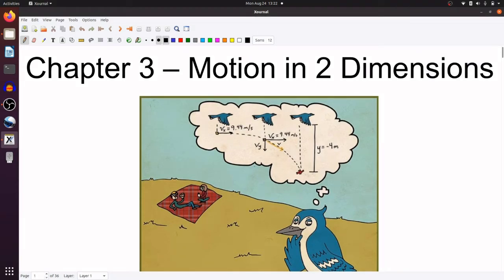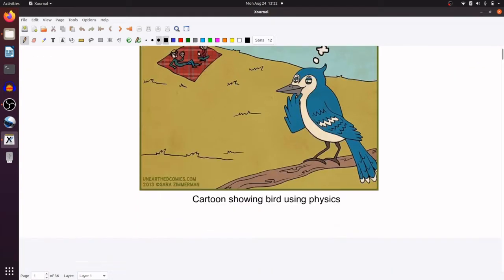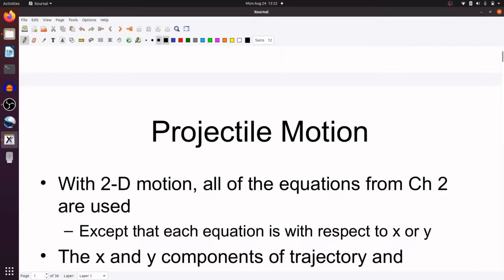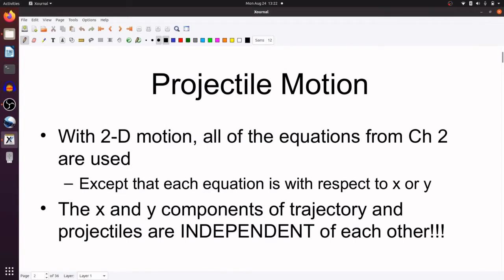All right, chapter 3 is motion in two dimensions. Previously, we did motion in one dimension, so we went back and forth. Now we can go back and forth, up and down, etc. Does it get to three-dimensional? Yes, but we don't do that in this class. Another term for motion in two and three dimensions is projectile motion.